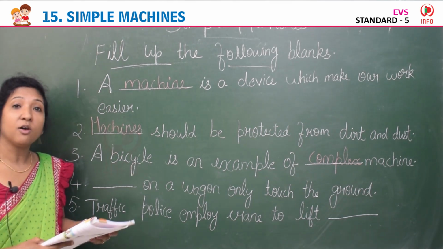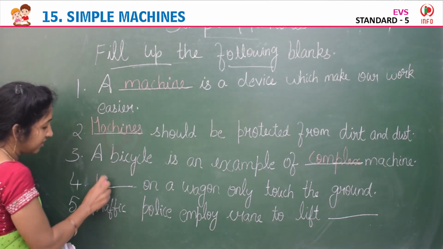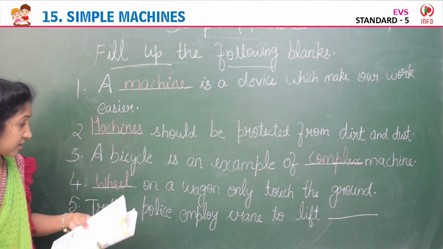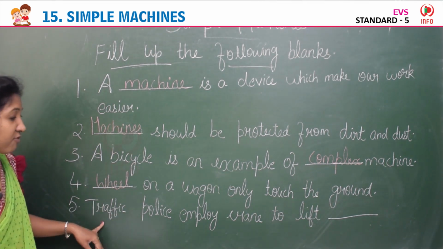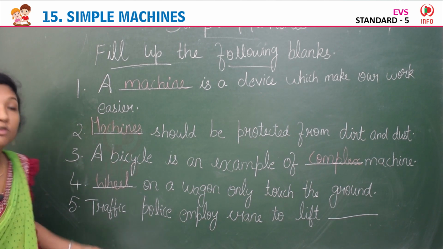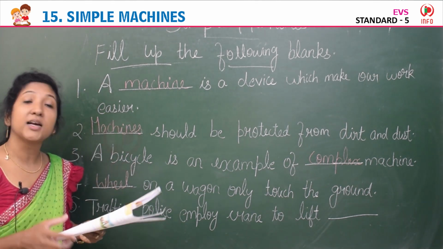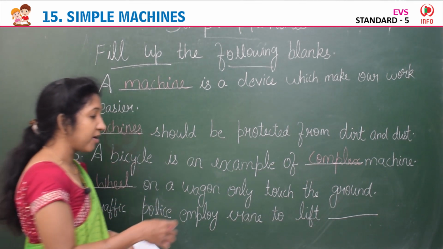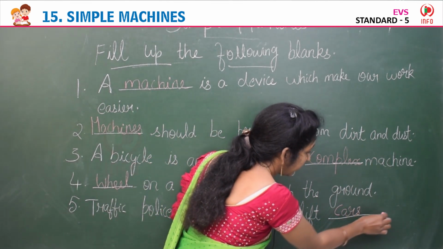Wheel on a wagon only touch the ground. Yes, wheel on a wagon only touch the ground. Last question, traffic police employ crane to lift. Here in the option they have given one vehicle name. What is that? Yeah, traffic police employ crane to lift cars. Okay.